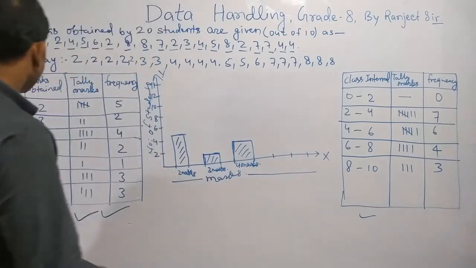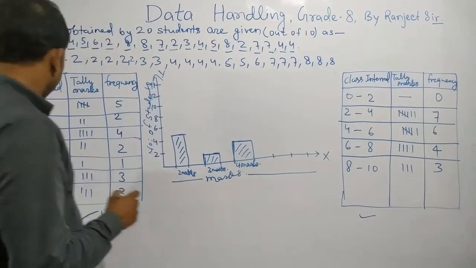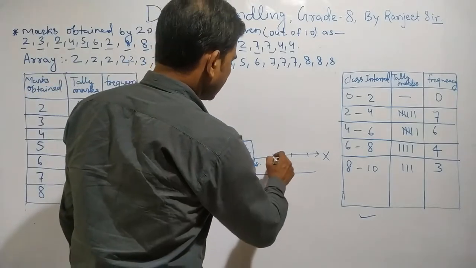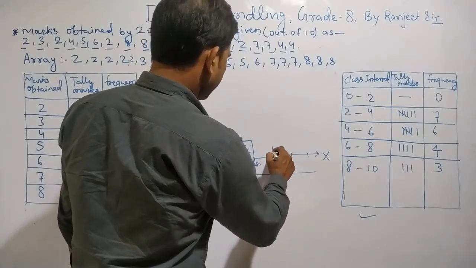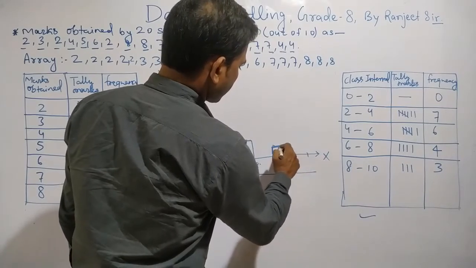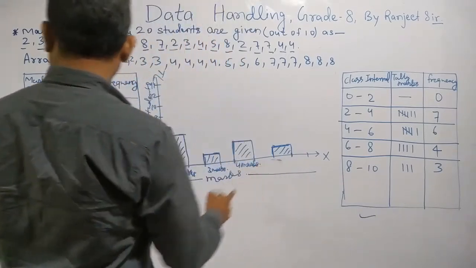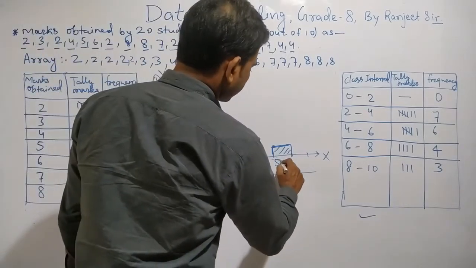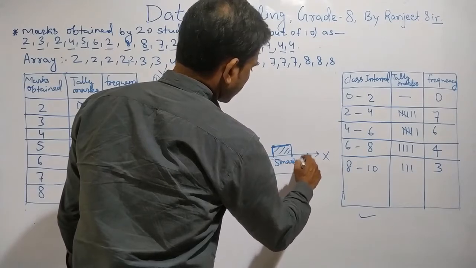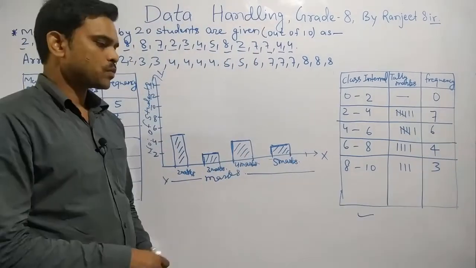The next we are going to use is 5, and 2 students have got 5 marks. So I'll represent 2 like this. No, not 2 marks, it is 5 marks. So in this way we will construct a bar graph.